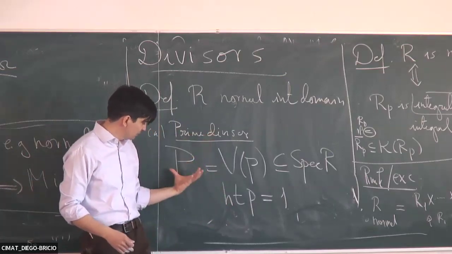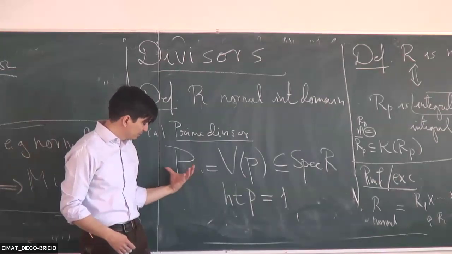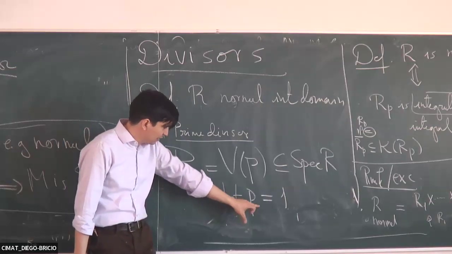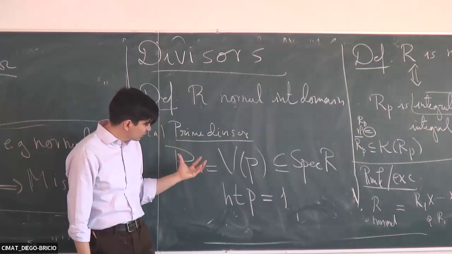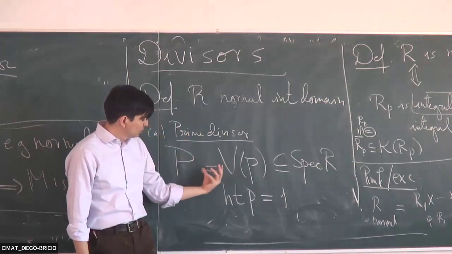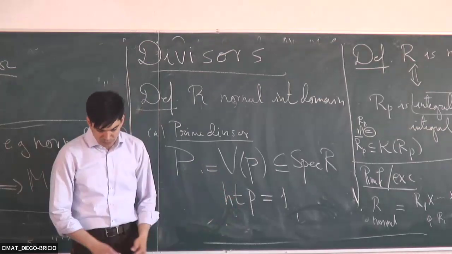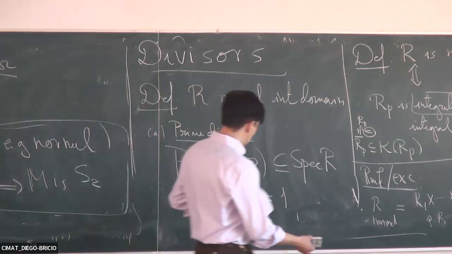So prime divisor is going to be the first thing, okay? Again, the prime divisor, just based on the definition, is just a prime ideal of height 1. But it's very important, or it's convenient, to think about the closed subscheme cut out by that P. Okay? So we're going to stick to the geometric formulations.